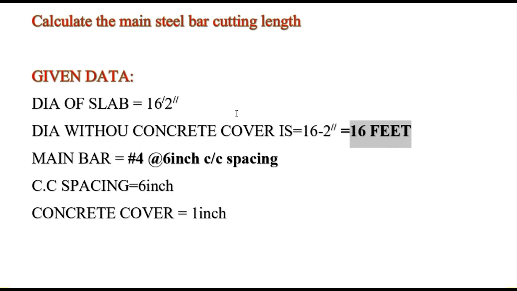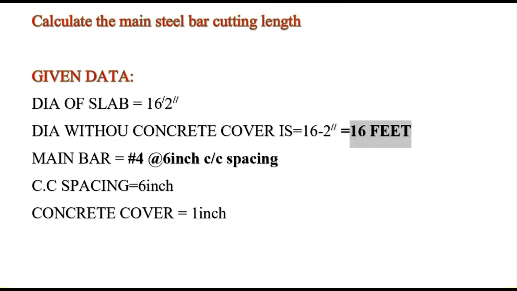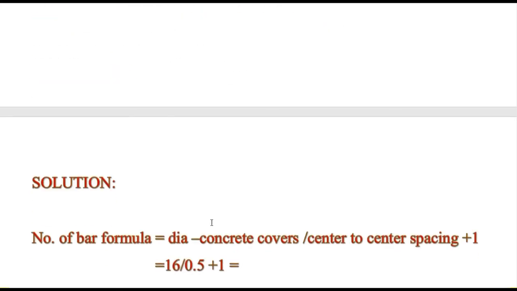Now we will calculate the cutting length of other bars which are not at the center. At the center, the bar length will be the same as the dia, 16 feet. For the main bar, we are using number 4, meaning 12 millimeter. And center spacing is 6 inch, meaning 0.5 feet. 6 inch divided by 12 is converted into feet, which is 0.5 feet. Concrete cover is 1 inch. Let's start.